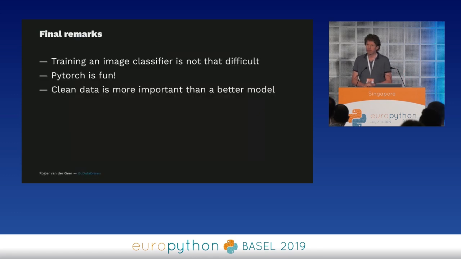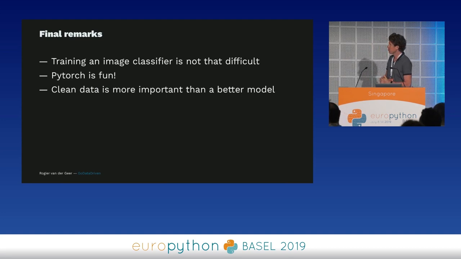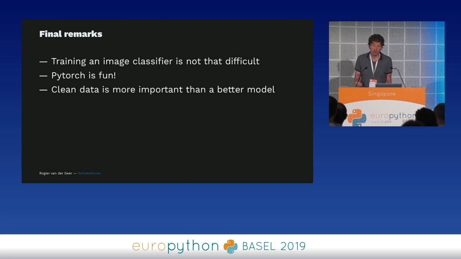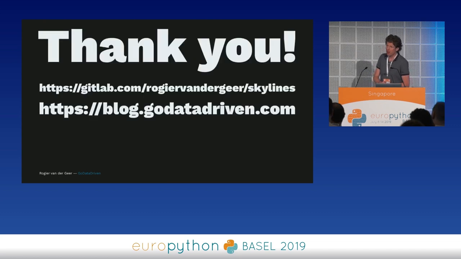So that was it. Before I end, just some final remarks. Training your own image classifier really isn't that difficult. All you need to do is cheat a little and do transfer learning. Otherwise, you won't be waiting for 24 hours, but for months on end. Doing PyTorch is fun. Keras might be easier and faster, but PyTorch is a lot of fun. And in the end, having clean data is way more important than having a good model. Thank you.